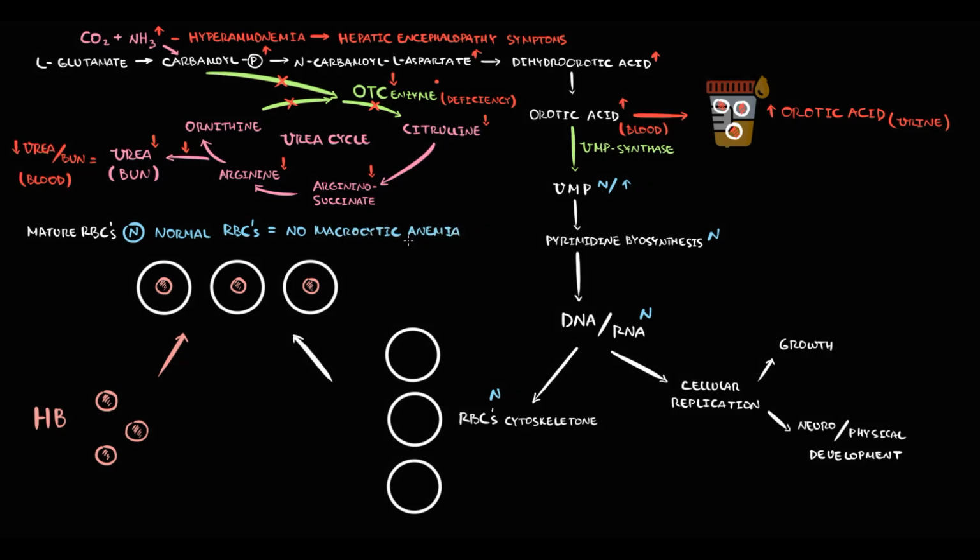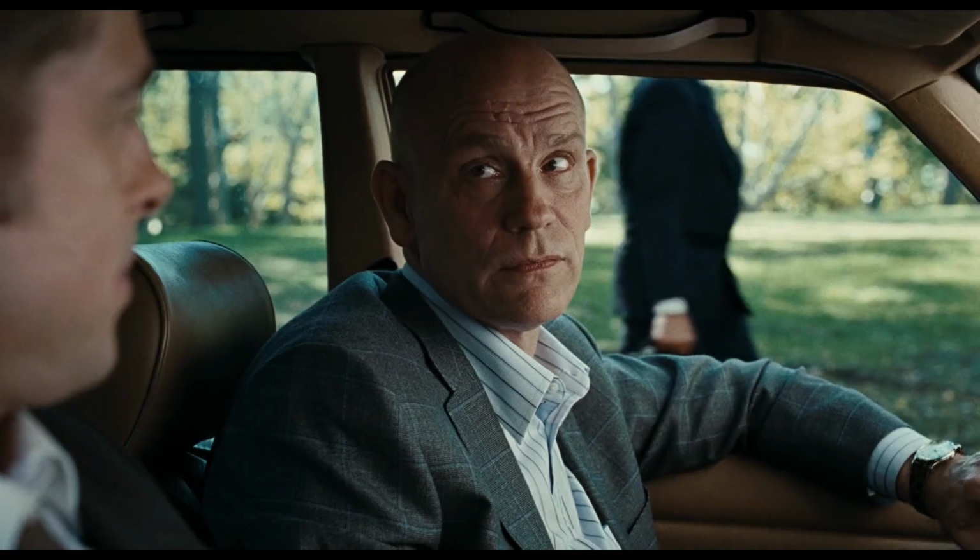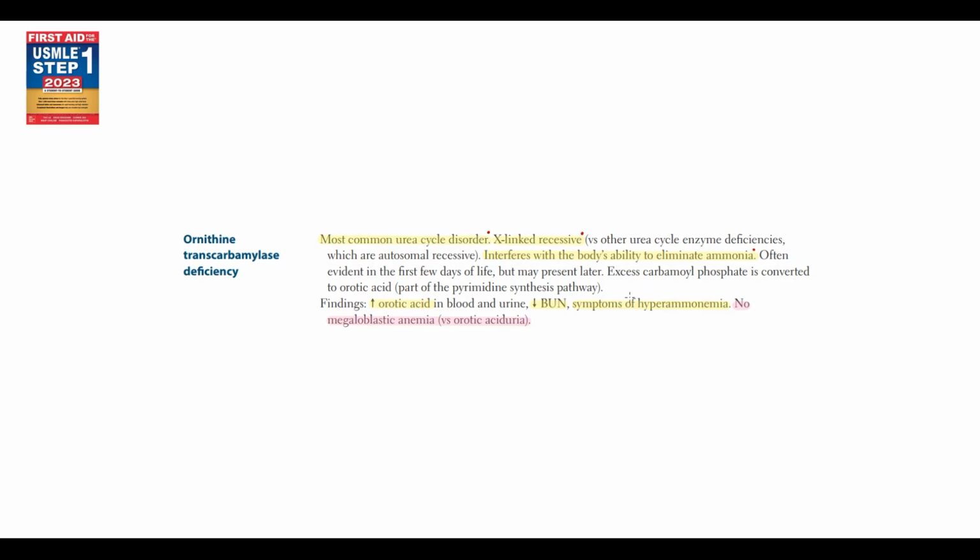Why is it important? Because we have another condition which causes increase in orotic acid concentration in the urine. This condition is called orotic aciduria. But in orotic aciduria, the patient will have macrocytic anemia, and his blood ammonia level will be normal, and blood urea level will also be normal. So in ornithine transcarbamylase deficiency, the patient will have increased orotic acid level in blood and urine, low blood urea level, and high blood ammonia level. And in case of ornithine transcarbamylase deficiency, anemia should be absent.